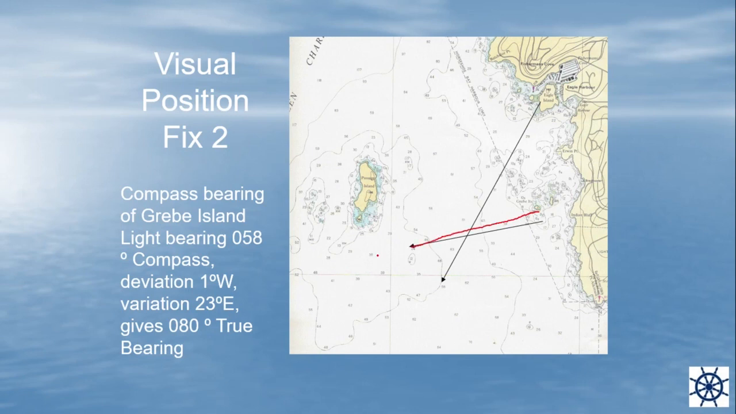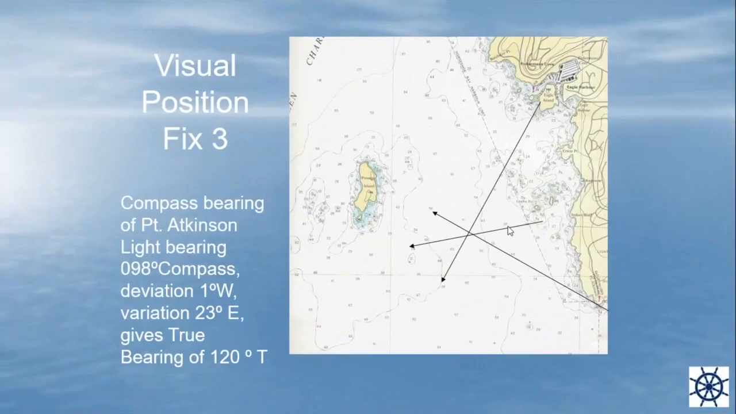Assuming that Gibi Island is 058 degrees, then again we have to add 057 plus 23. Then we will have 080 true bearing, and this will become 080 for our Gibi Island, true. Next is our third visual fixed position using magnetic compass again.